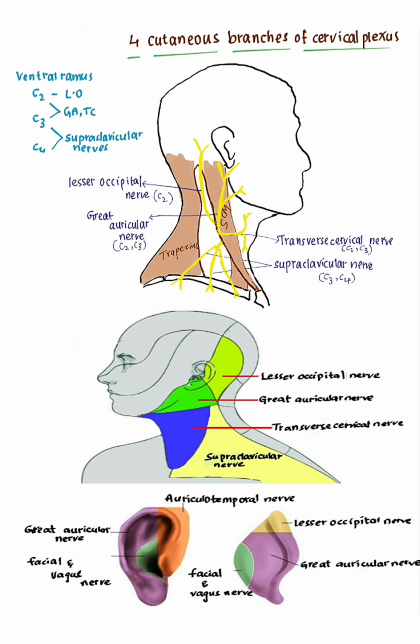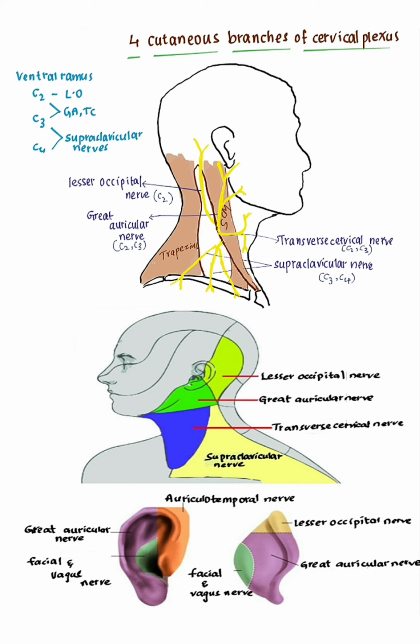Great auricular nerve. It arises from ventral rami of C2, C3 nerves. Great auricular nerve passes forwards and upwards across the sternocleidomastoid towards the angle of the mandible, where it divides into anterior and posterior divisions. Great auricular nerve supplies the skin of the face over the angle of the mandible, skin over the parotid gland, and lower part of both the surfaces of the auricle.